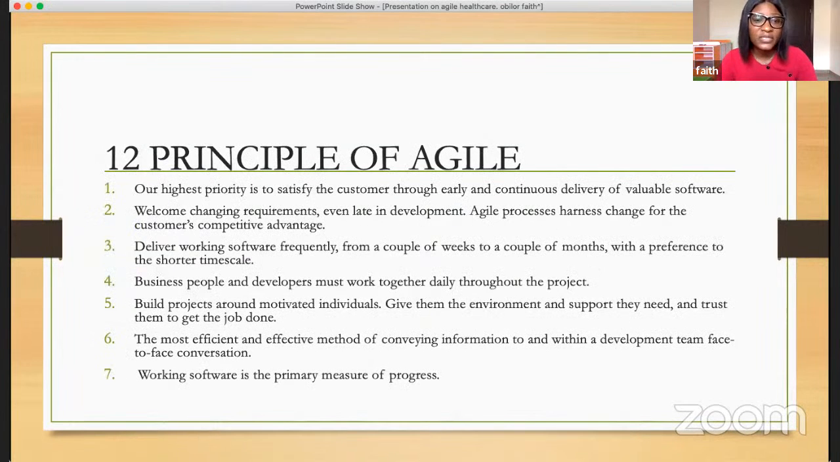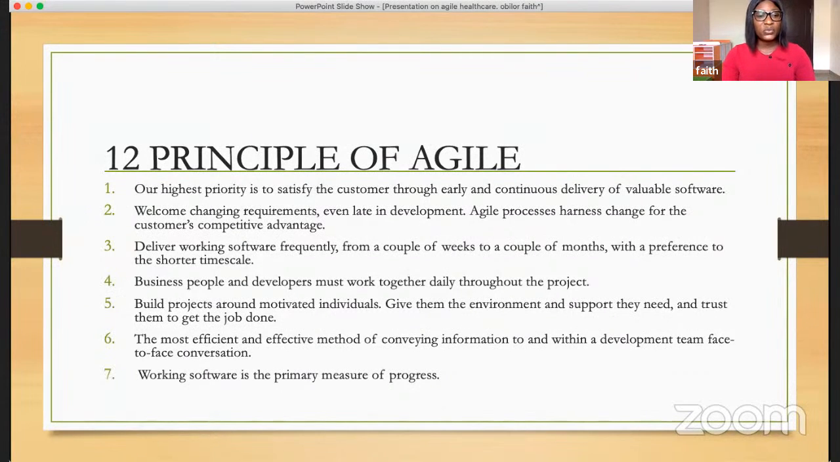So we have the 12 principles, but I'll just brush through them because of the time. The first is our highest priority is to satisfy the customer through early and continuous delivery. The second is welcome changing requirements, even late in development. Then we have deliver working software frequently, from a couple of weeks to a couple of months. Business people and developers must work together daily throughout the project.